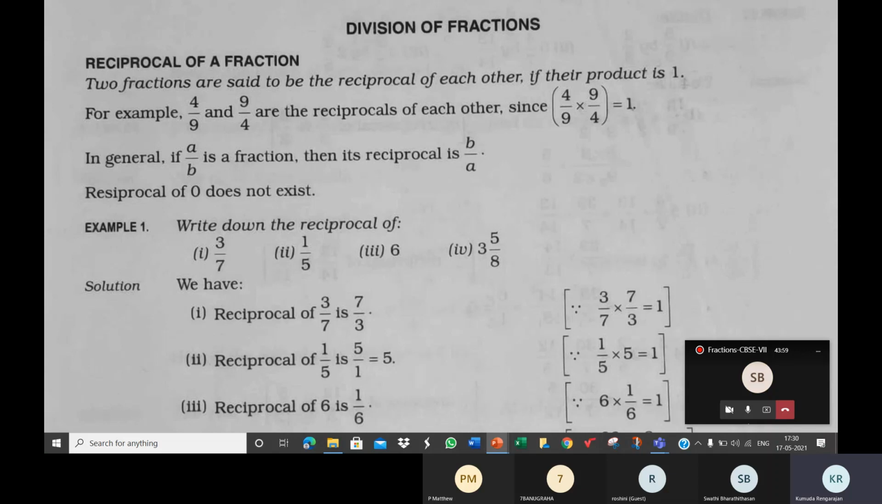So 0 can be written as 0 by 1. In fact, 0 can be written as 0 by 2 also, because 0 by 2 is also 0. So if 0 is 0 by 1, what is the reciprocal? Then what will be the reciprocal of 0 by 1?